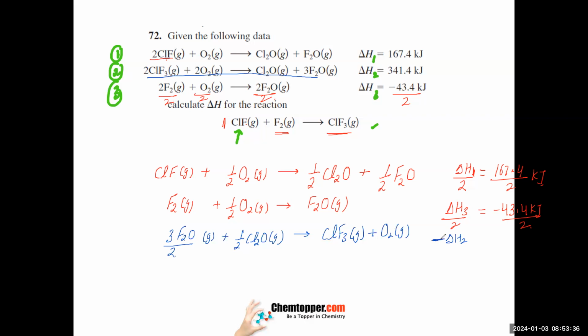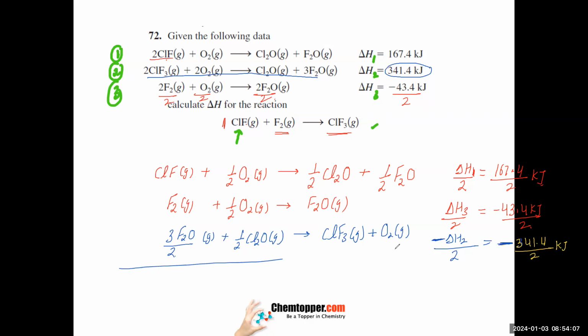Flip means negative sign and divided by 2. So delta H2, now this is positive, so it will become negative, right? Negative 341.4. There is a negative sign here, children. Divided by 2 kilojoules. We are clear about it? This negative is here because I flipped the equation.